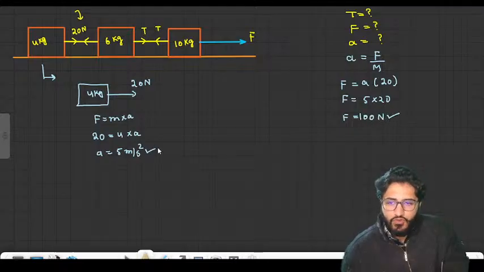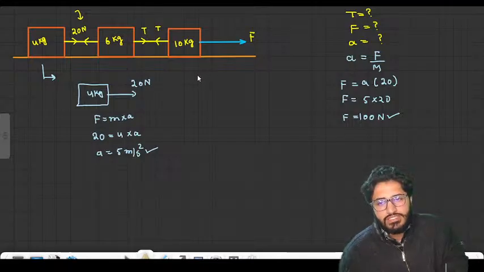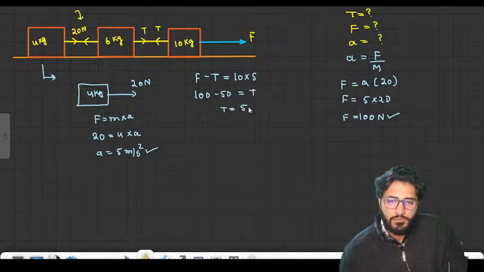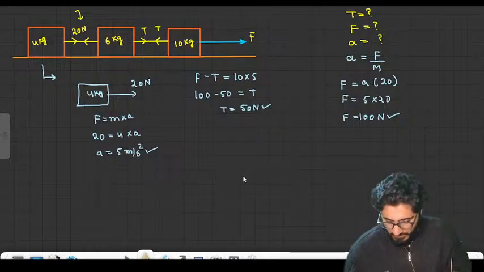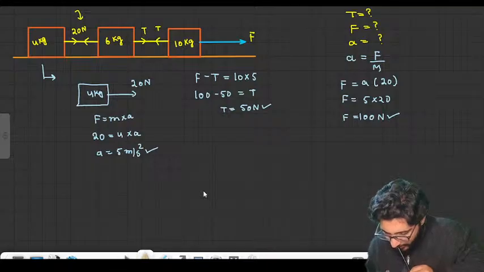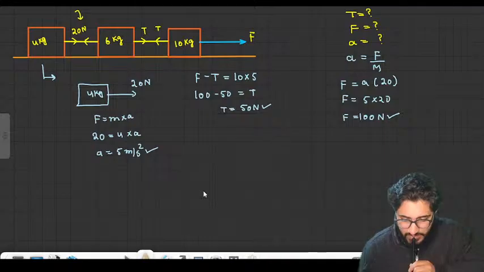Acceleration done, force done. Now what is tension? So it is F minus T. So I can write F minus T equals mass into acceleration. Acceleration is how much? 5. Force is how much? 100 minus 50 equals T. So T came out to be 50 Newton. Done, beta? Clear, beta? A is 5, F is 100. Perfect. Yes? Clear?